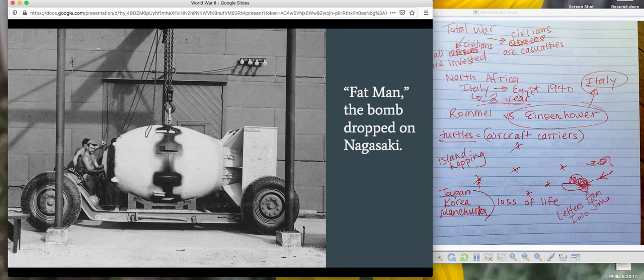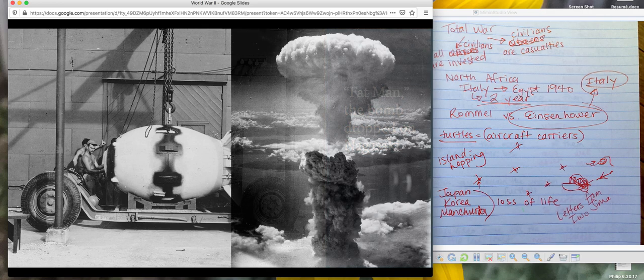This is Fat Man. This is the bomb dropped on Nagasaki. They dropped it 3 days later because Japan had not yet surrendered. Take that as you will. And here's the mushroom cloud from Nagasaki.